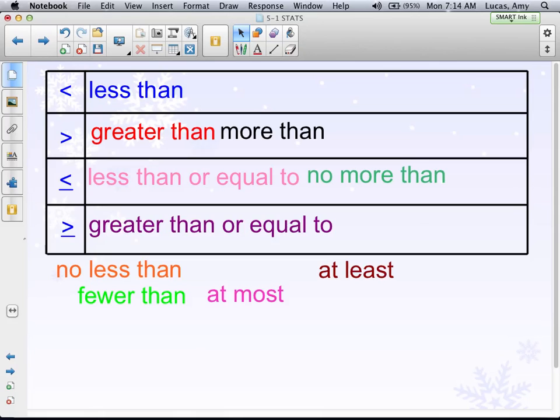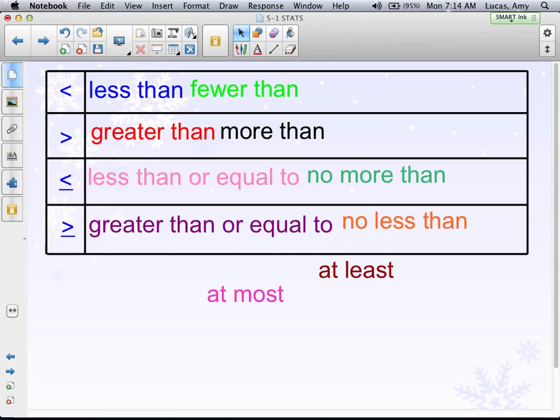Okay, so then we've got fewer than. Fewer than would be less than. No less than. Well, if I do not have less than $10, then I could have more than $10 or equal to. Okay?